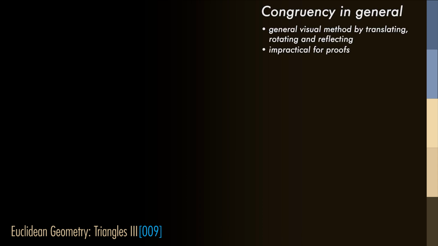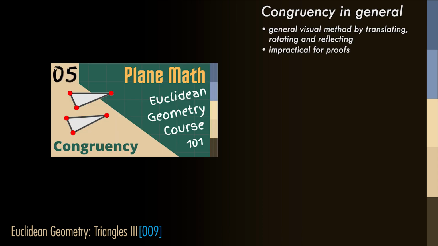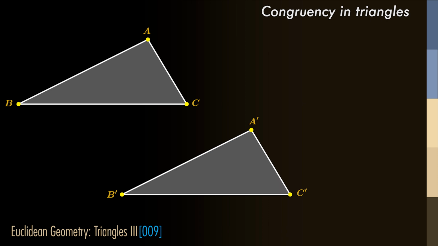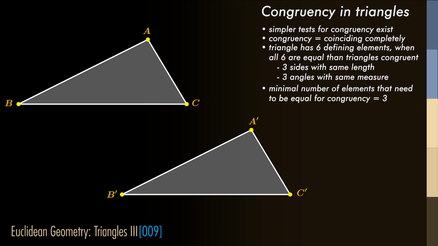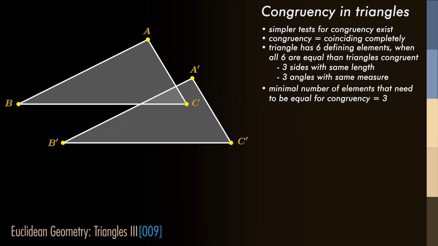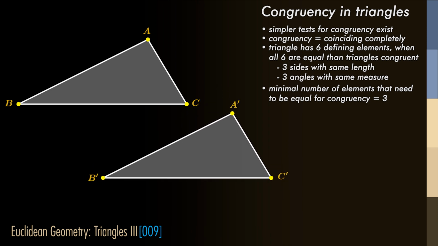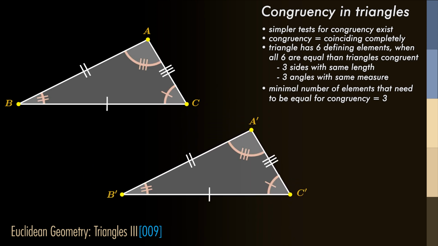So, congruency. In lesson 5 we saw a general visual method for determining it that is unfortunately completely impractical to use in proofs. For triangles there are, fortunately enough, very simple tests to determine whether two triangles are congruent. We know that two figures are congruent if they can coincide completely. And we are certain they will coincide completely if all sides have the same length and all angles are the same. In the case of triangles, that would give us 6 values to test for, 3 angles and 3 sides.